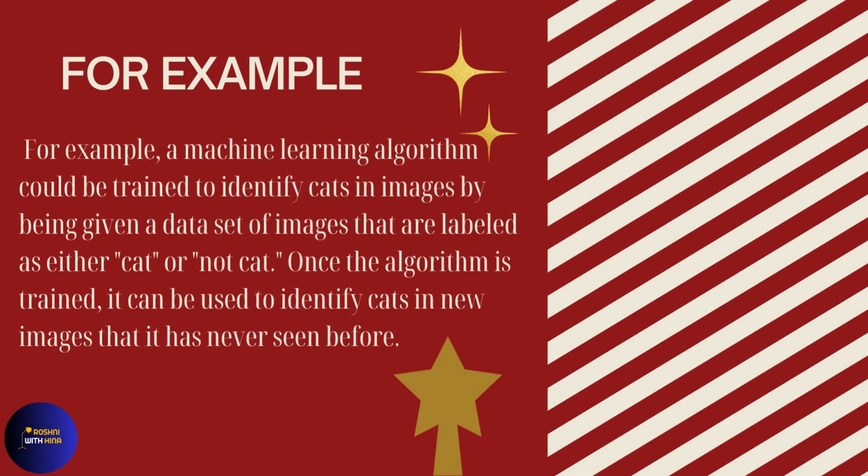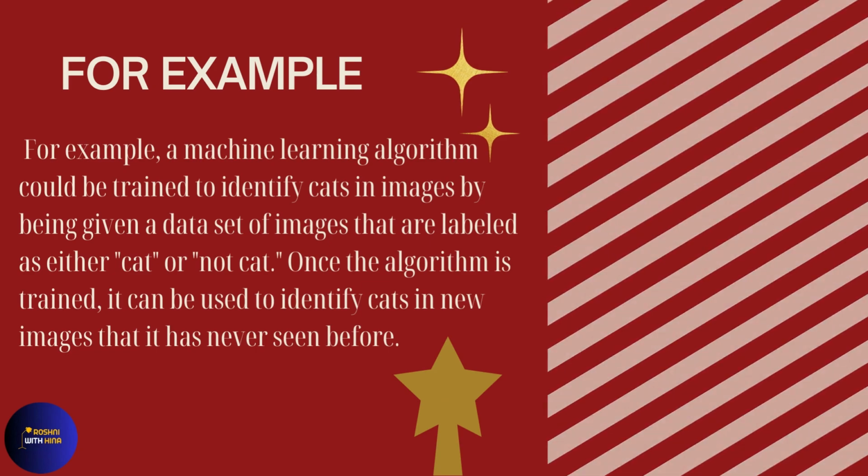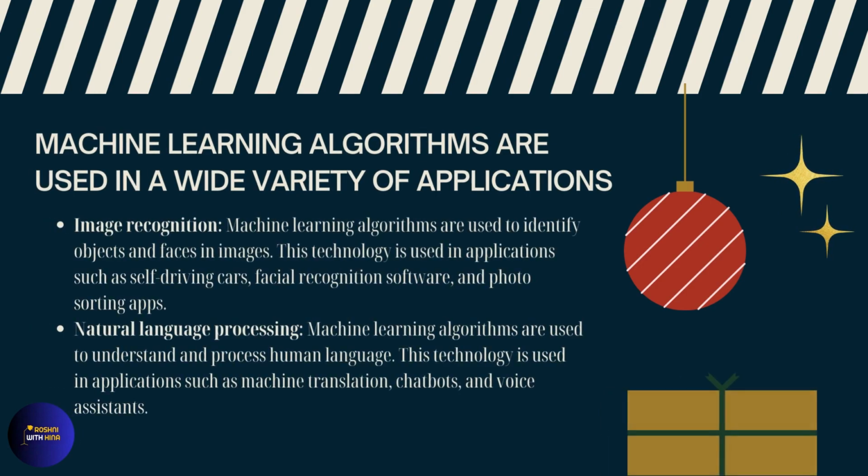For example, a machine learning algorithm could be trained to identify cats in images by being given a data set of images that are labeled as either cat or not cat. Once the algorithm is trained, it can be used to identify a cat in a new image that it has never seen before. Machine learning algorithms are used in a wide variety of applications.